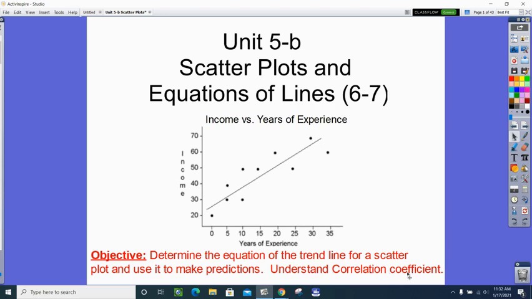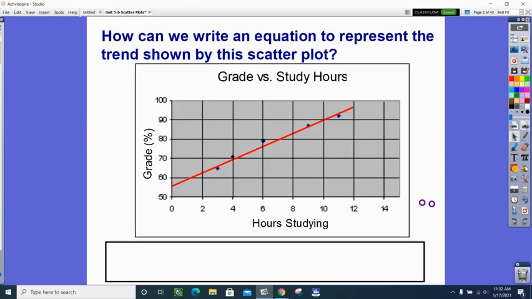The correlation coefficient, we will not be doing the math to find it. We will not be doing that statistical work. We will let technology do that, but we just need to understand what the number means. So let's go forward first and talk about writing the equation of the trend line.